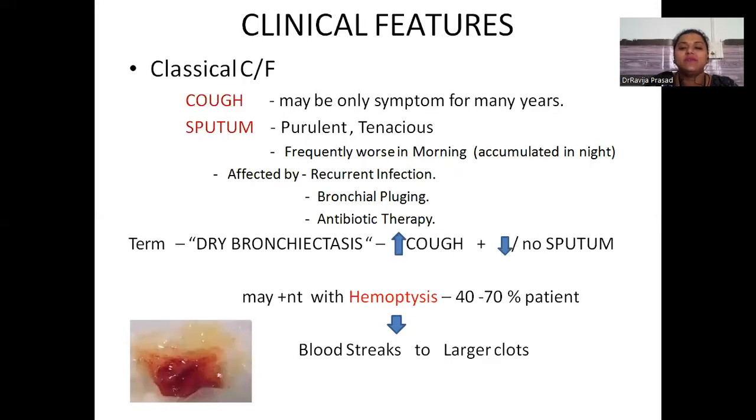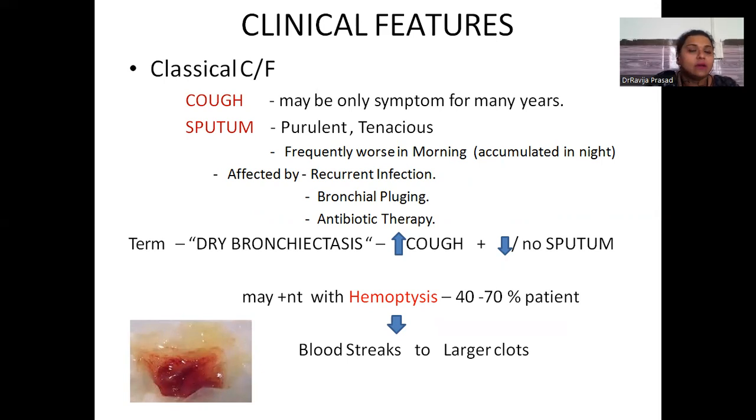Now, what are the clinical features which occur in bronchiectasis? The classical clinical features would be cough and sputum. The most basic classical clinical features would be cough and sputum. Cough may be the only symptom for many years. It could be a long-term symptom. Sputum could be purulent, tenacious, frequently worse in the morning, accumulated during the night.